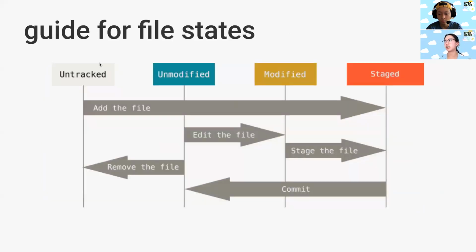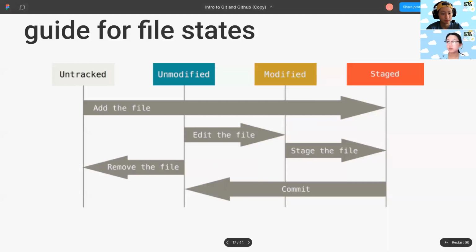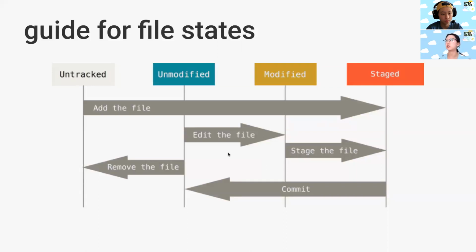And this is just a guide for file states. So how an untracked file turns into a staged file, how an unmodified file turns into a modified file. And you see that once you reach the staged area commit, it goes all the way back to being a tracked unmodified file. And this is a really good reference to look to whenever you get a little confused.